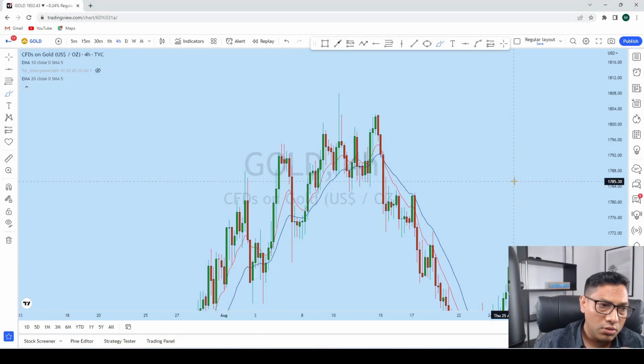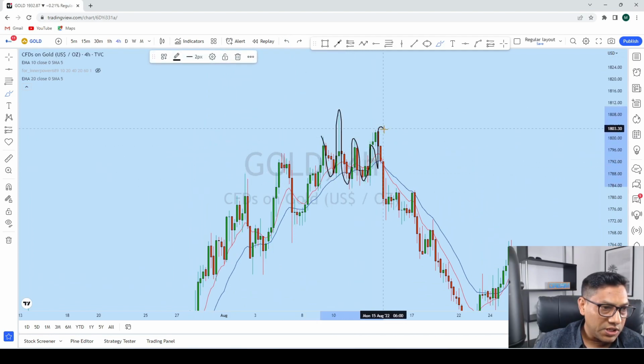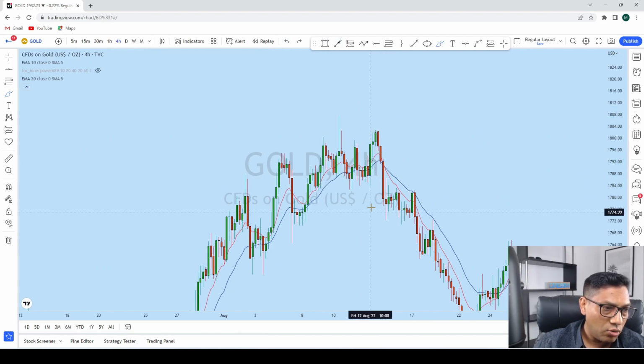Okay, let's look at the same example on gold in a bearish market. So what do we see? The price was in a long-term uptrend and then finally came to a zone where there was a long consolidation, and we have seen it primarily broke to the upside and finally has broken down from this level.